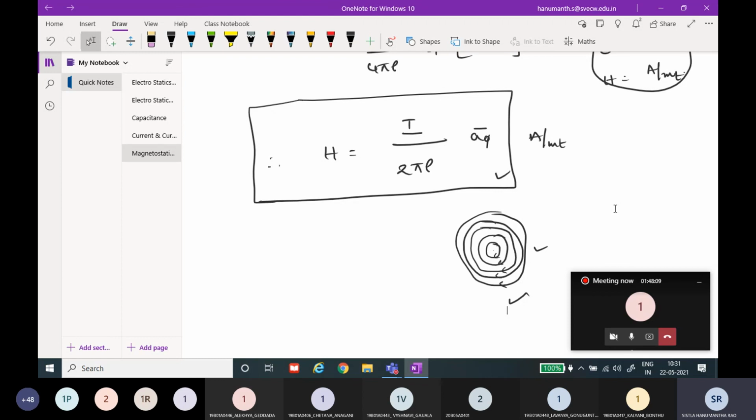Then after that we will go for Ampere's circuital law, a very important law. So at this stage I want to close today's class.